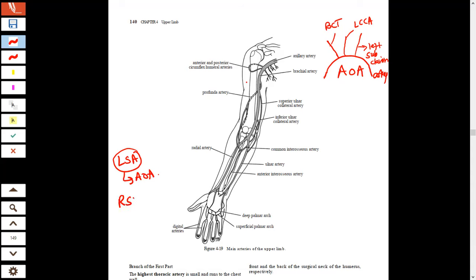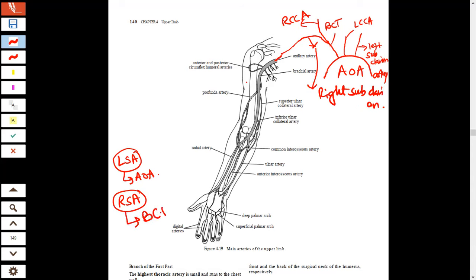The right subclavian artery is not coming out from the arch of aorta. This brachiocephalic trunk will divide into two: the right common carotid artery and the right subclavian artery. Okay. So this is your first MCQ which you must remember. The right subclavian artery is coming out from the brachiocephalic trunk. First point which you must remember.